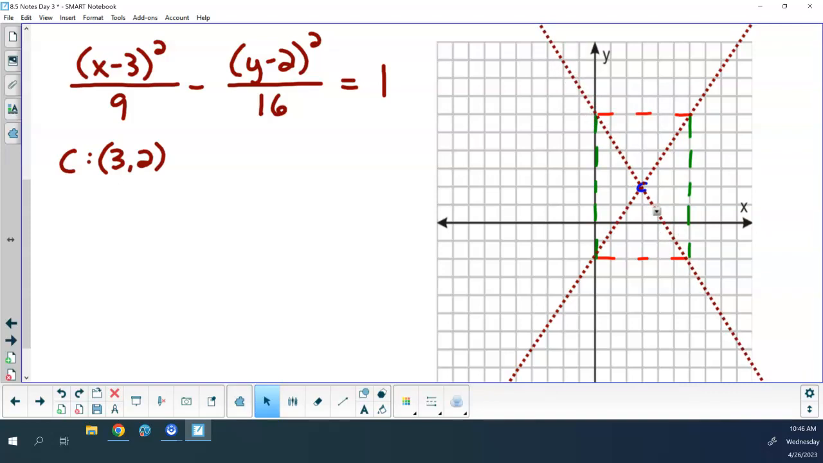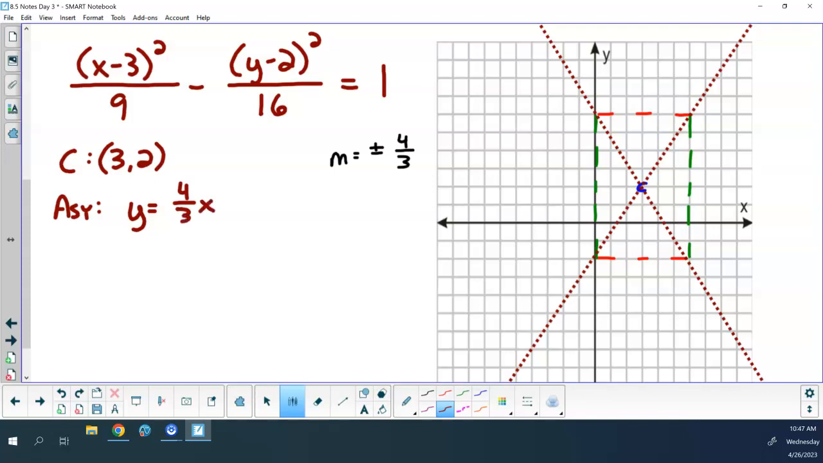So my asymptotes are, who's this one? So what's the slope of my asymptotes? 4/3? Plus and minus? So one of them is going to be y equals positive 4/3 x minus 2. The other one is going to be negative 4/3 x plus 6.